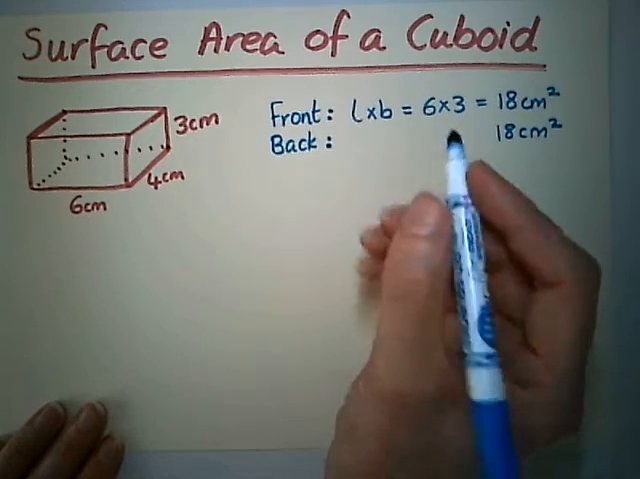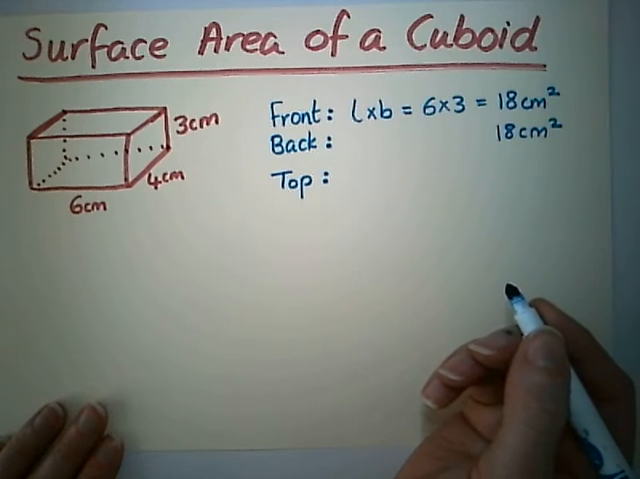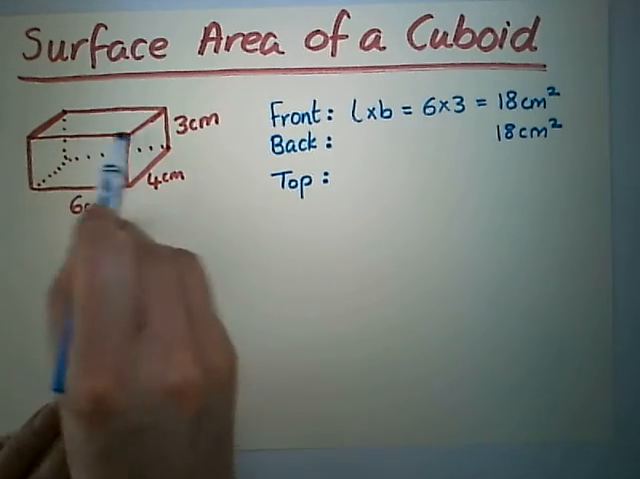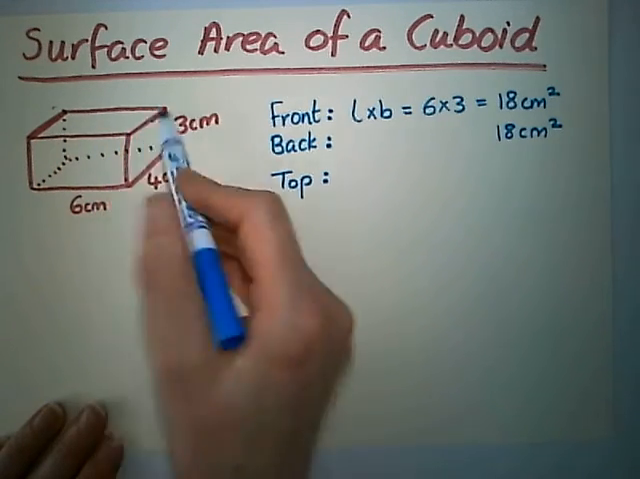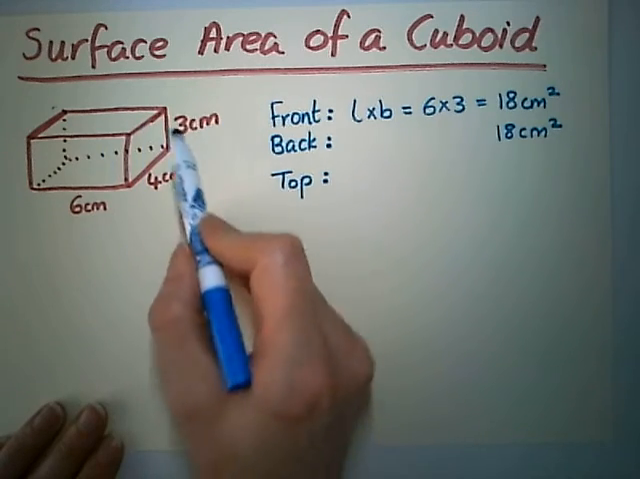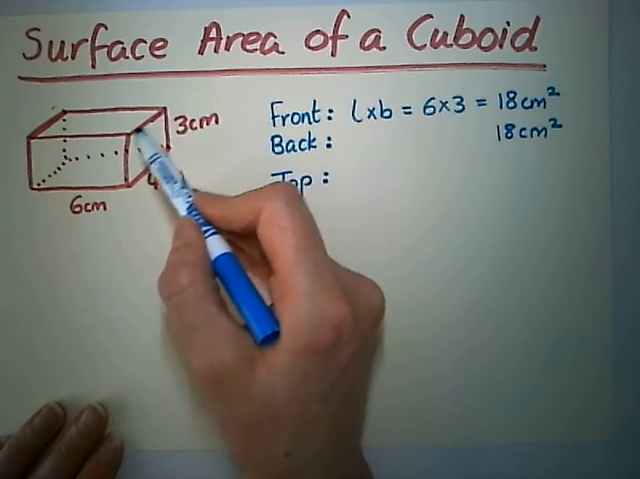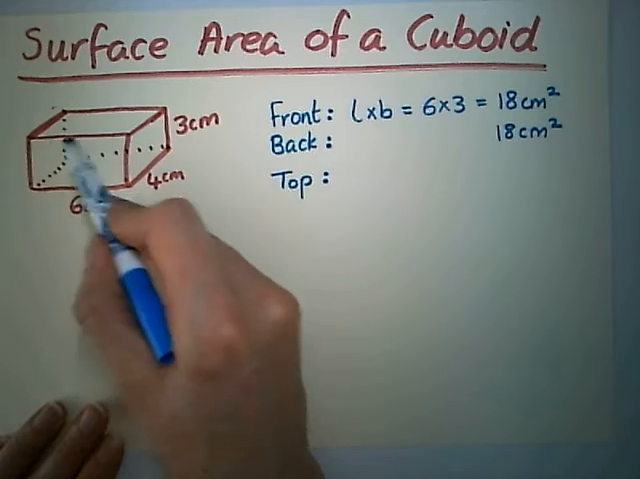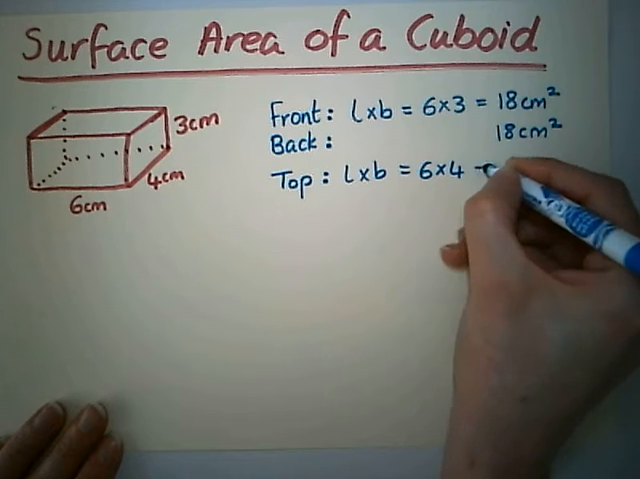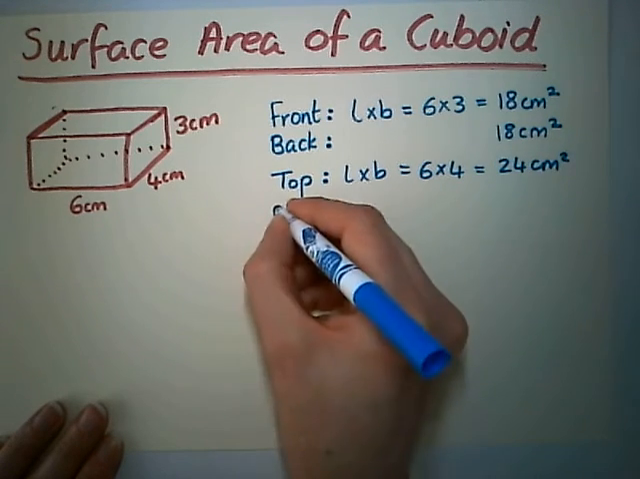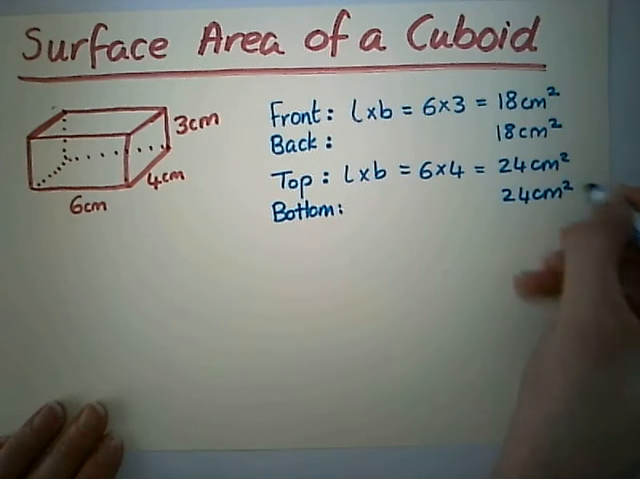Okay, now I'm going to do top and bottom. So the top and bottom will be exactly the same. The top here is 6 by 4, not the 3. So the 3 is standing up, it's the height. The 4 is the breadth of the top part here, okay? So it's a 6 by 4. So length times breadth, which is 6 times 4 in this case, which is 24 centimetres squared. The bottom, therefore, will also be 24 centimetres squared.